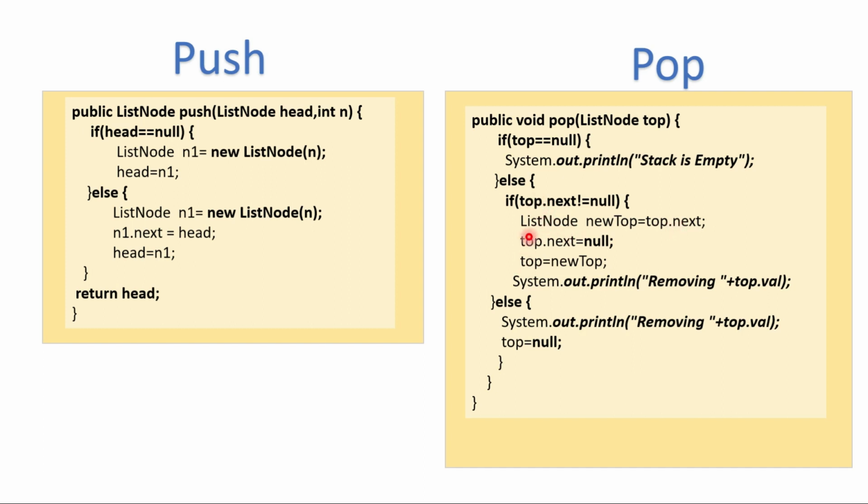In the else part, if only a single value is present, only the last value in the stack, then I simply remove it and set top equal to null. So next time when someone wants to pop again, they will get top equal to null, which means the stack is empty.